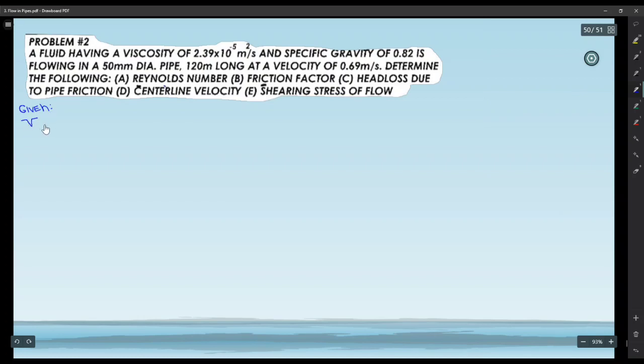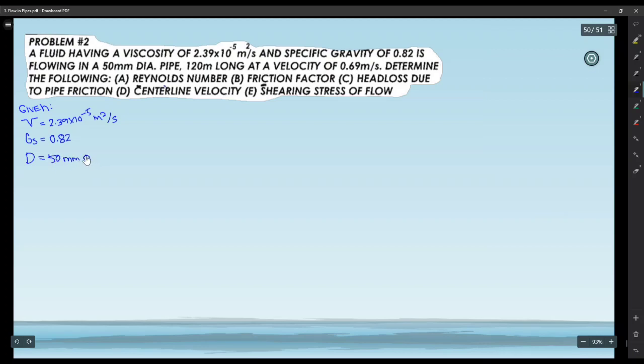So given yung kinematic viscosity which is equals to 2.39 times 10 to negative 5 meter squared per second. Also given is the specific gravity ng fluid na dumadaloy dyan. So 0.82, most probably this is a type of oil. And next, given yung ating diameter, so most probably nominal diameter naman yung sinabi since walang binigay na thickness.